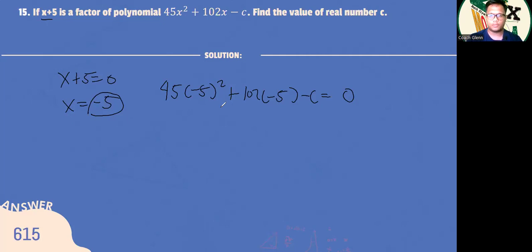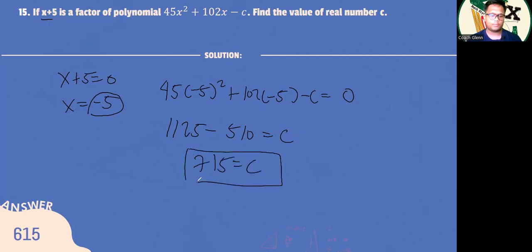That's equal to 1,125. Next, we need 102 times 5. That's equal to negative 510. So we transfer C here, so this will become equal to C. So we need 1125 minus 510. So that's equal to 615. That means the final value of C would be 615.